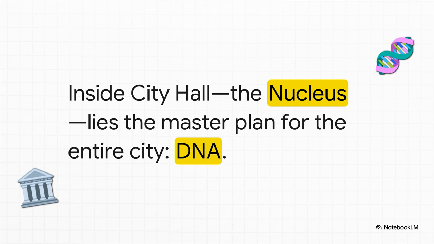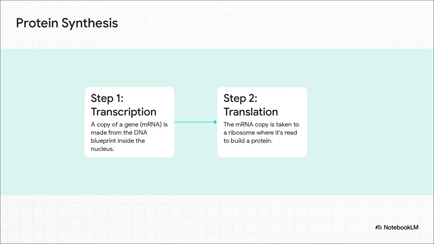DNA. This incredible molecule has all the genetic information, all the instructions that dictate how to build every single protein and basically the entire cell. So how does City Hall actually get its instructions out to all those factories? Well, it's this really clever two-step process.